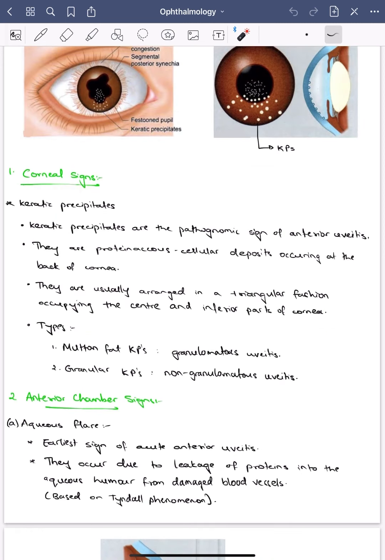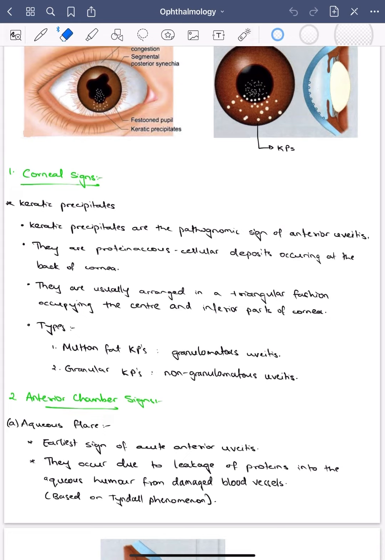So we have circumcorneal congestion, corneal edema, and keratic precipitates. Now keratic precipitates, these are the pathognomonic sign of anterior uveitis. Now what are they? They are proteinaceous cellular deposits occurring at the back of the cornea. Now these are because of the inflammation in the iris. There is exudation of the inflammatory cells and certain proteinaceous substances, and these become aggregates which get arranged in the back of the cornea. So these are the keratic precipitates.